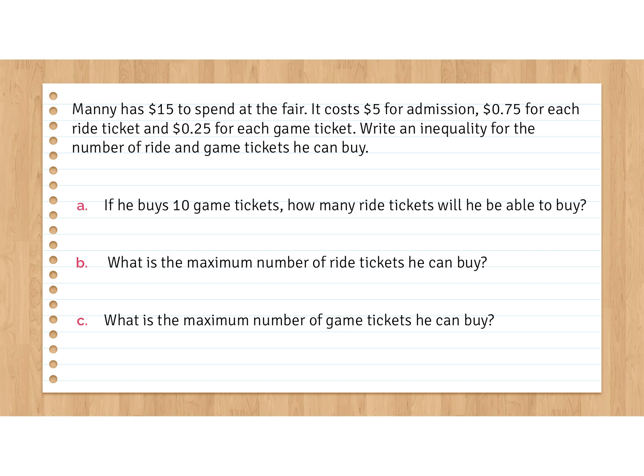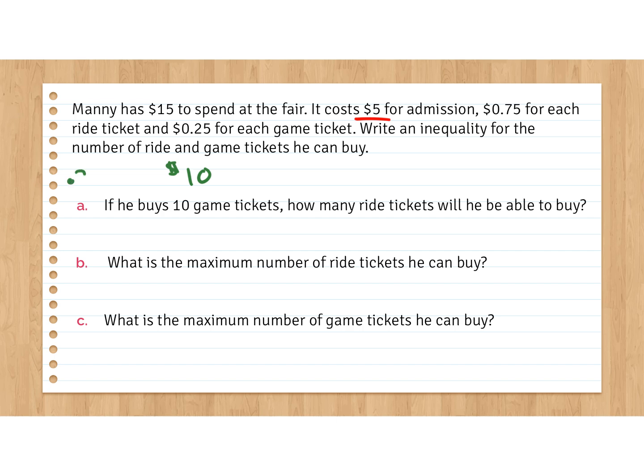So, Maine has $15 to spend at the fair. It costs $5 for admission, 75 cents for each ride, 25 cents for each game. Write an inequality for the number of ride and ticket games he can buy. All right, so first things first, it costs $5 just to get in. So that means he's down to $10 left. Okay, so $10 left, and that's going to be his ride tickets and his game tickets.